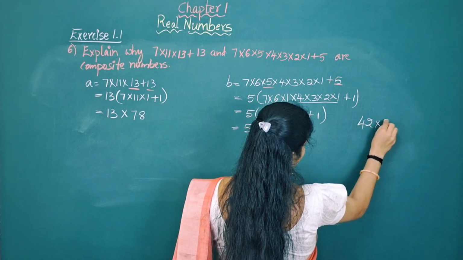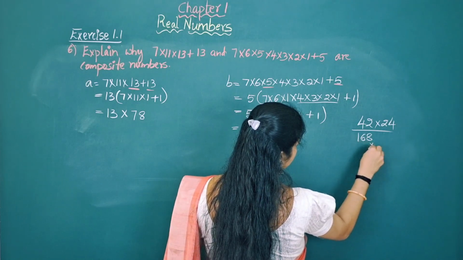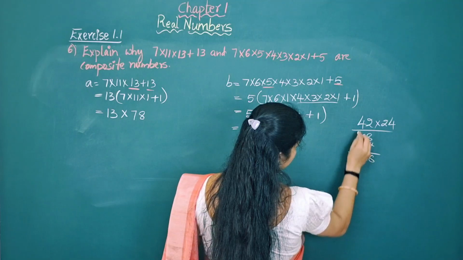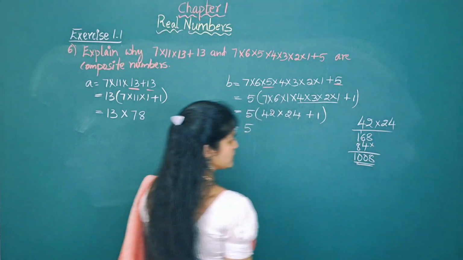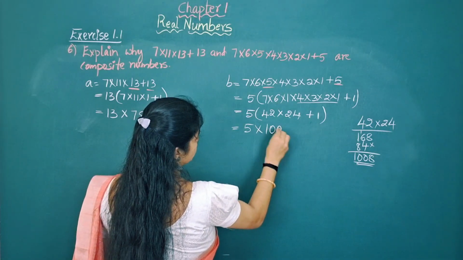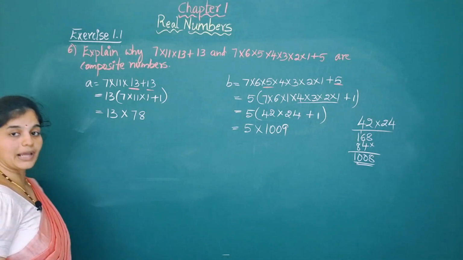Let us multiply 42 into 24. 4 2s are 8. 4 4s are 16. 2 2s are 4. 4 2s are 8. So we get 1008. So we have 1008 plus 1, that is 1009. Okay. So now, 13 is a prime number.